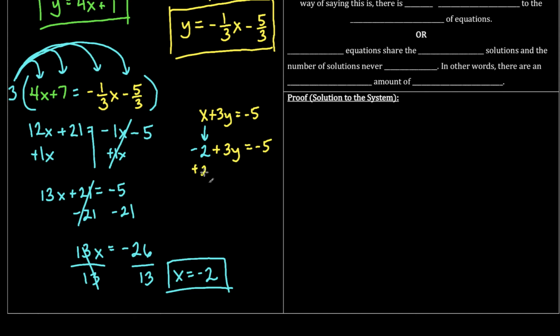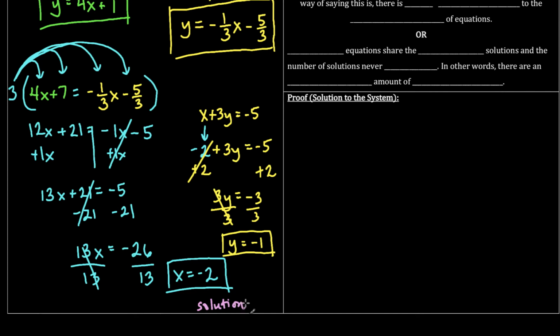Plus 3y equals negative 5. So plus 2, it looks like I should do plus 2. So I get 3y equals negative 5 plus 2 is negative 3. Oh, that's handy. Divided by 3. Divided by 3, and y equals negative divided by positive is a negative 1. So my solution is negative 2, negative 1.